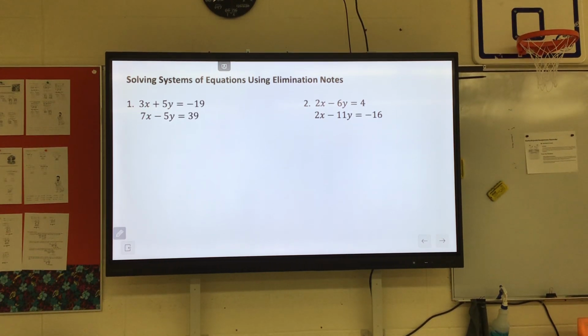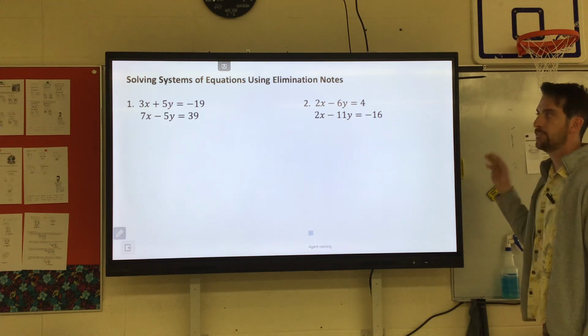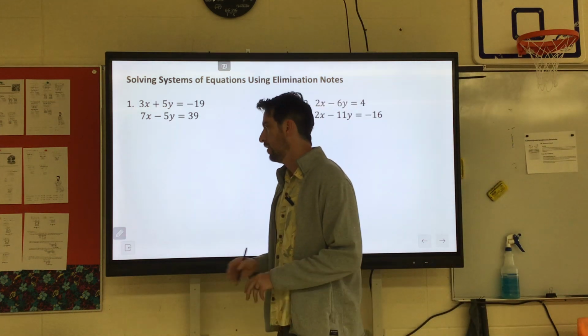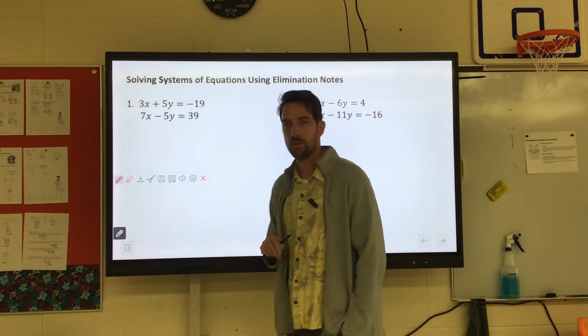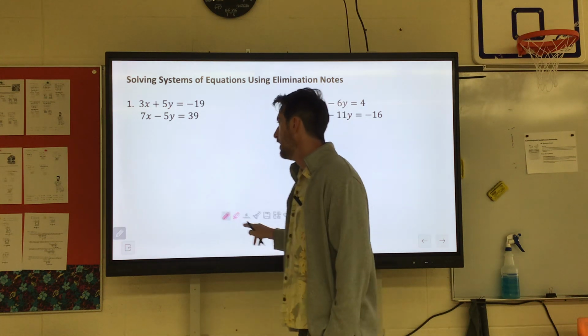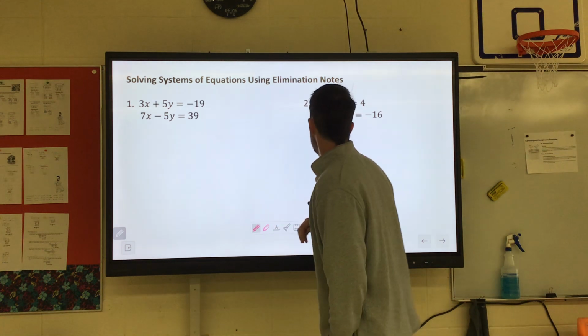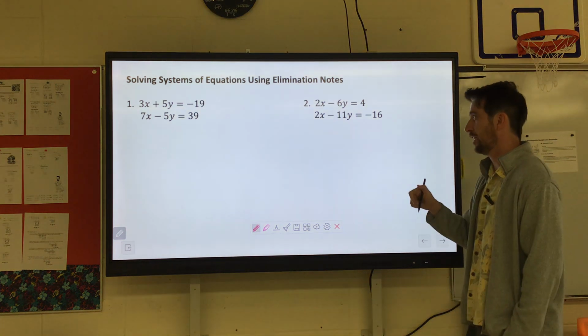The last way we're going to solve systems of equations, last method, is with elimination. Now, if you look at number one, please don't write what I'm about to write. But number one could be solved with substitution. You could pick one of the equations, and you can get x or y by itself. Here, we'll do number two this way. Again, don't write this. Just look at it for a second.